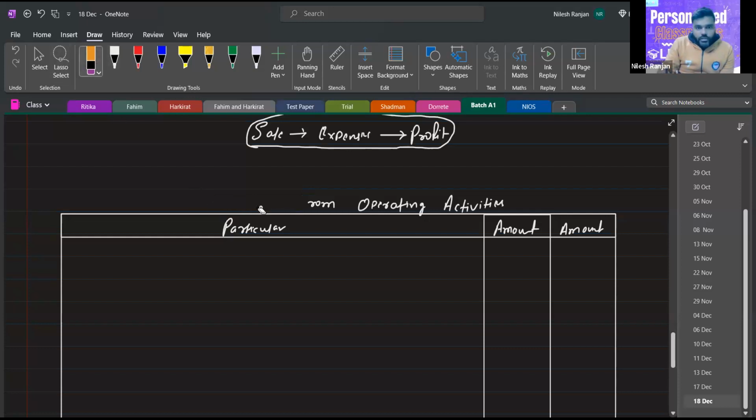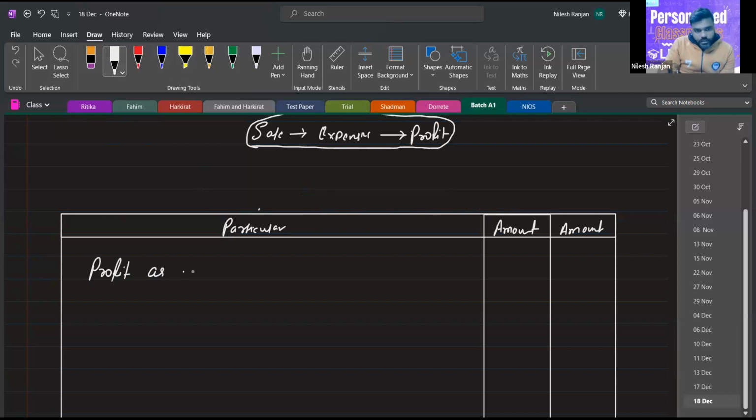So how will we calculate this? Opening minus closing. Yes. So either the question will give you the profit as per statement of profit and loss. If a statement of profit and loss is given, then current year profit will be given. So you don't need to calculate opening minus closing.